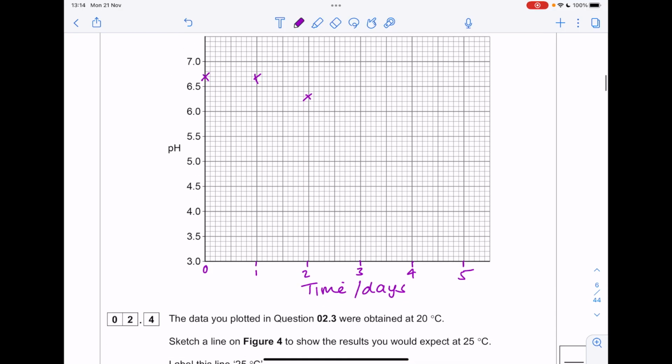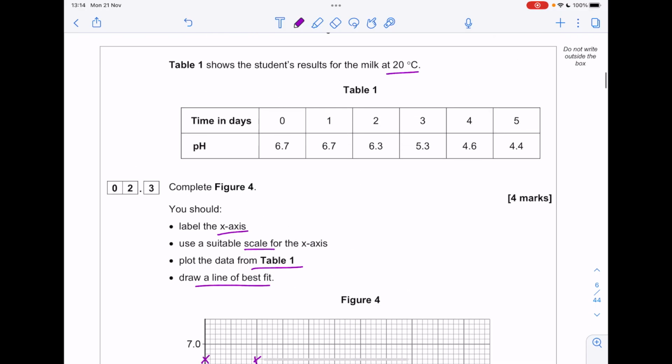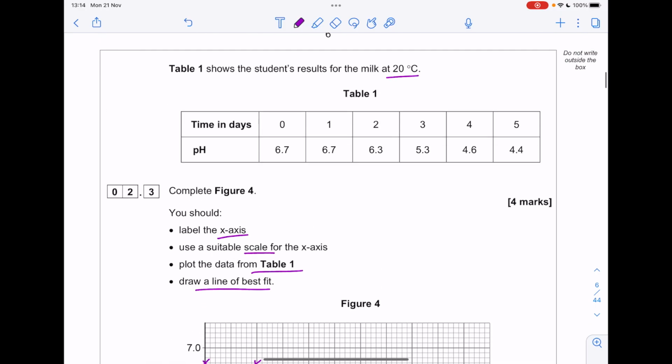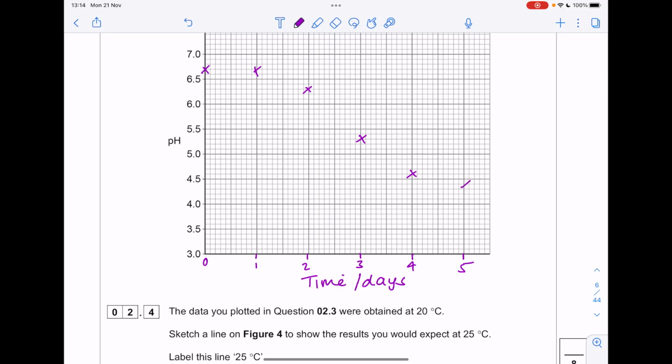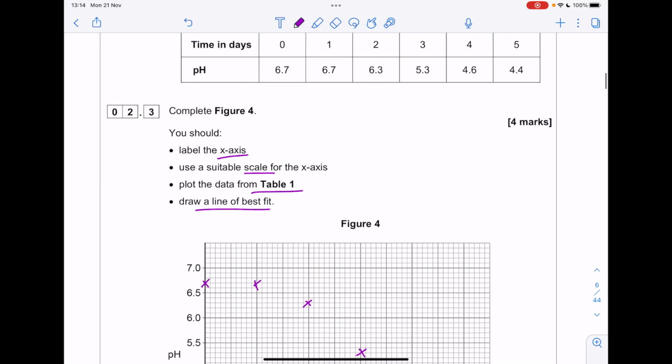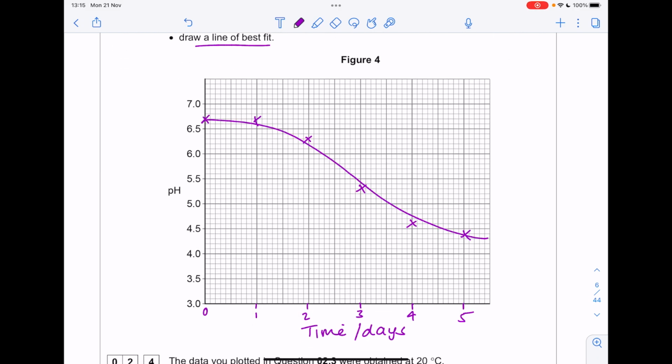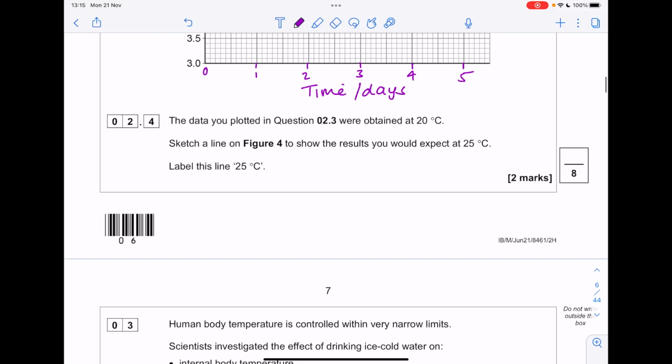3 days 5.3, 4 days 4.6, 5 days 4.4. I've labelled, I've got a scale, I've plotted. Let's draw a line of best fit. There's my curved line of best fit.